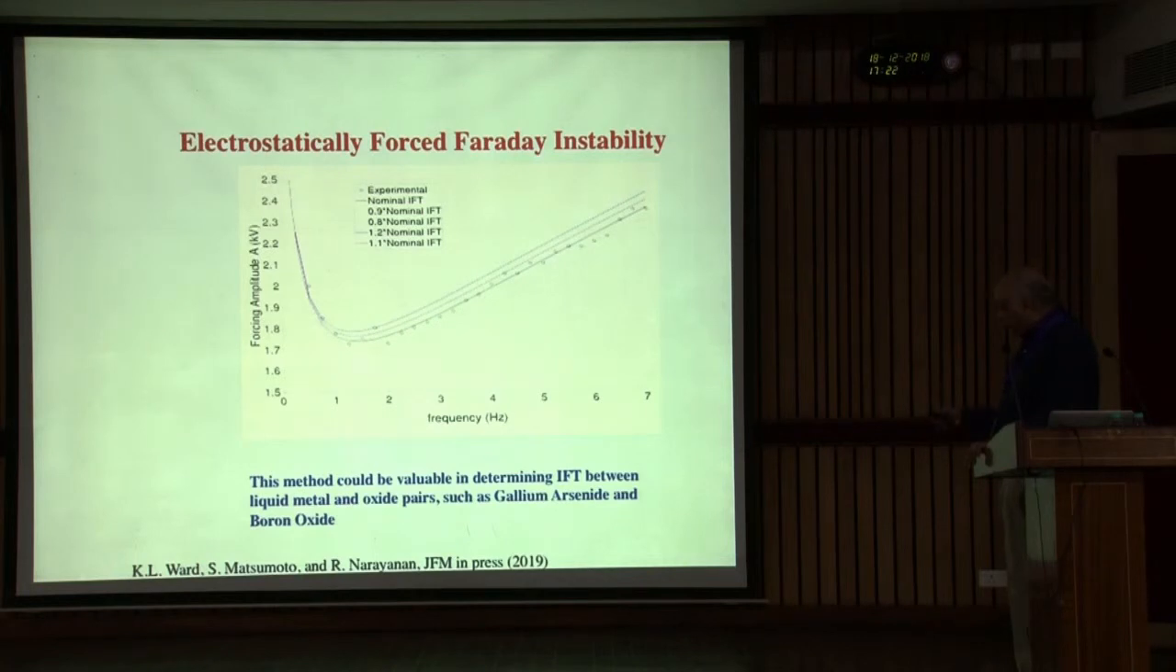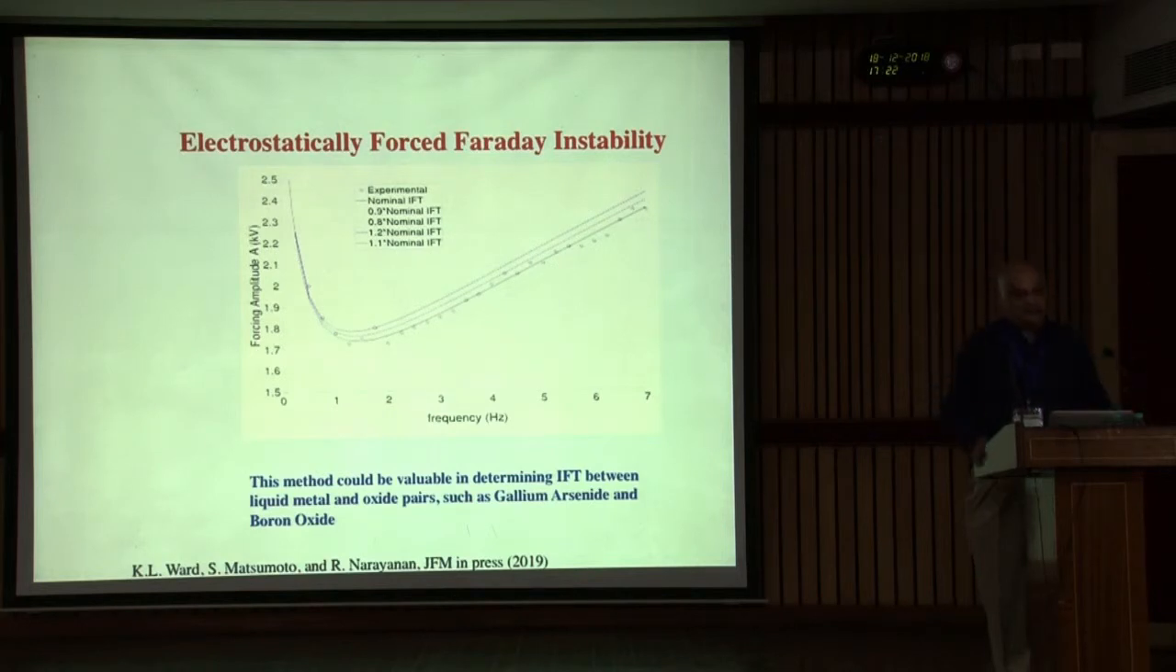But this turns out to be extremely important for systems where it is almost impossible to measure interfacial tension. And that is when you're having, say, a semiconductor like gallium arsenide encapsulated by boron oxide. Those of you who might be aware of crystal growth, there are a couple of ways to grow crystals. One is called the Bridgman method. The other is called the Czochralski method. And when you have something like gallium arsenide, the arsenic has a very high volatility. So to contain the arsenic, you put boron oxide.